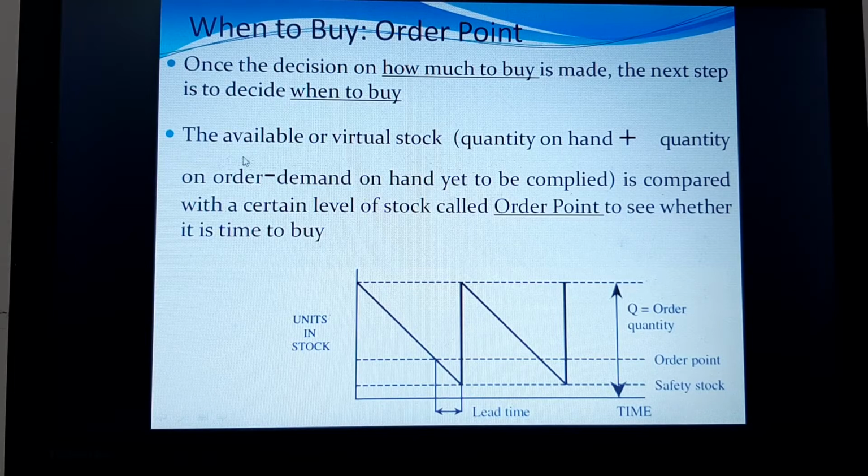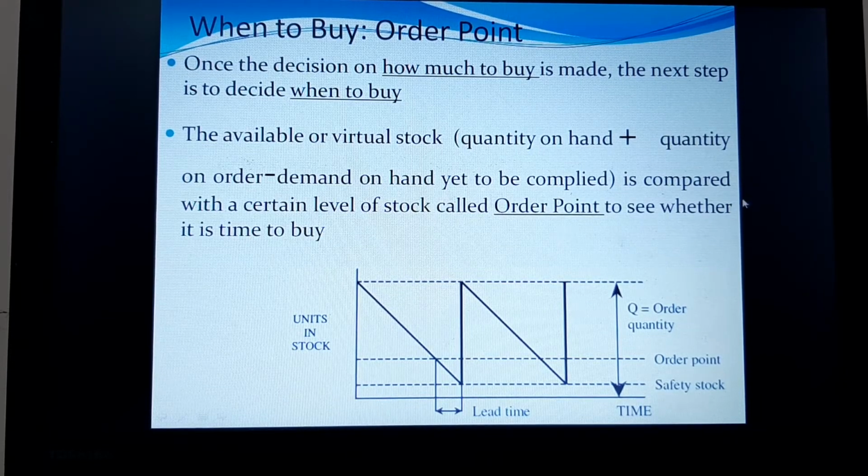So we should obviously understand there will be available or virtual stock: quantity in hand plus quantity on order minus demand on hand yet to be complied. So this is very important. Whatever quantities we have in hand, quantity on order you will get, and demand you also have to consider, and it is to be compared with a certain level of stock called the order point to see whether it is time to buy. So you have to fix something known as an order point. Let us discuss that in detail from this figure.